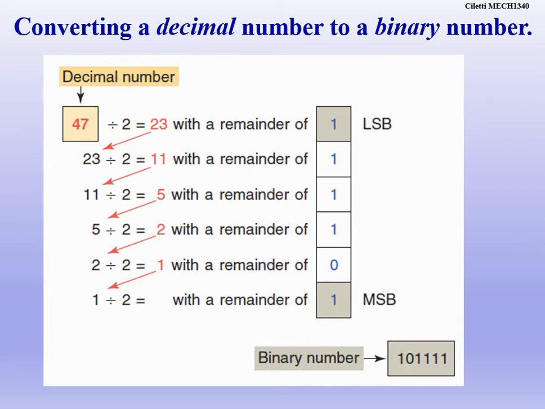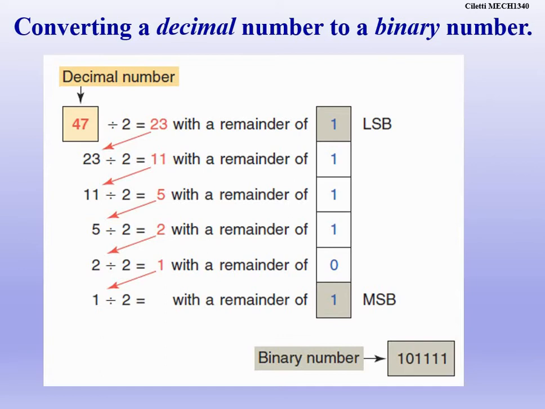So we're going to take 47 divided by 2. The closest we can get is 23, right? 23 times 2 is 46, so we're left with the remainder of 1. Then we take the number 23 and divide it by 2. The closest we can get is 11, right? And 11 times 2 is 22, so we have a remainder of 1. And we write down all the remainders over there on the side.